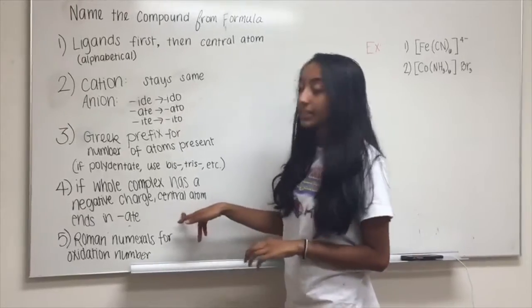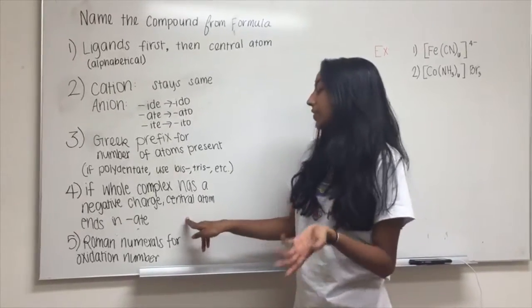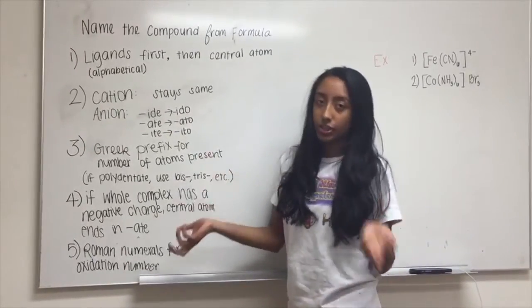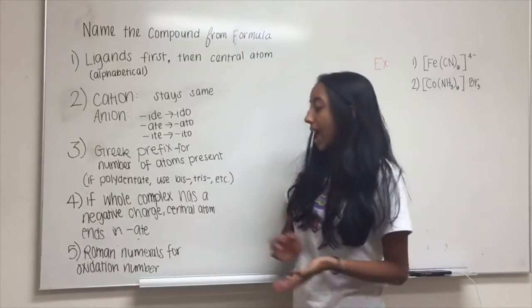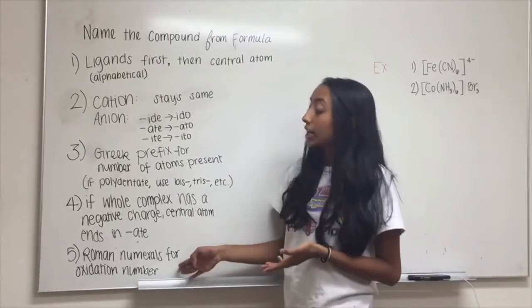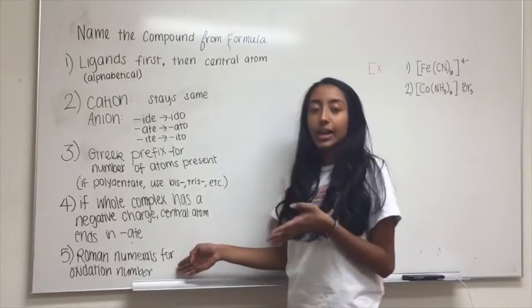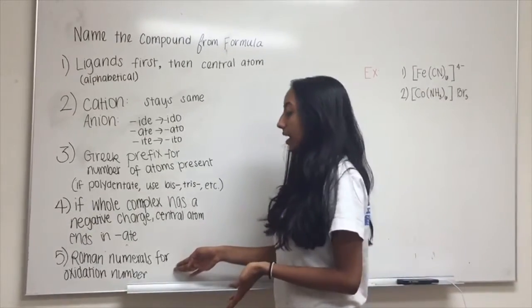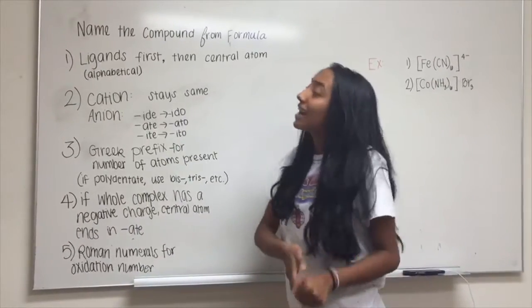So if the whole complex itself has a negative charge, then the central atom, the metal, the transition metal, needs to end in -ate. And then finally, you need to make sure you find the oxidation number of that central atom, the transition metal, and then write that in Roman numerals. Now we'll do an example.